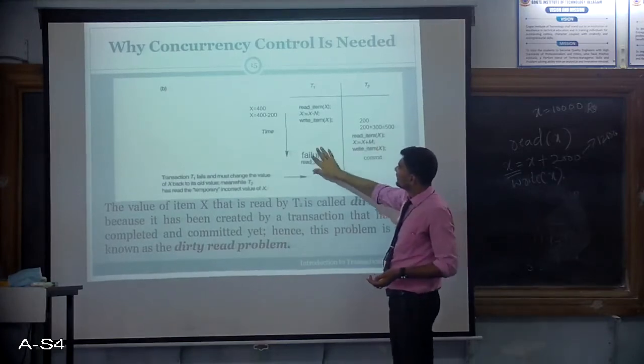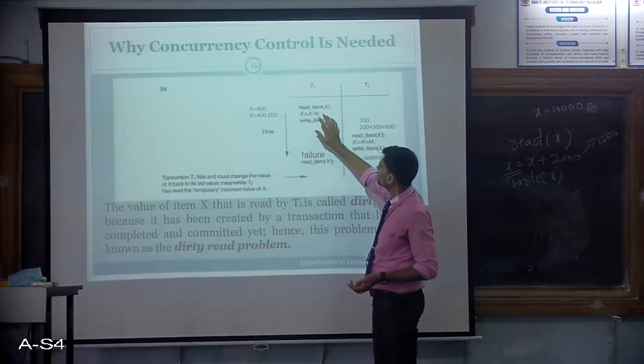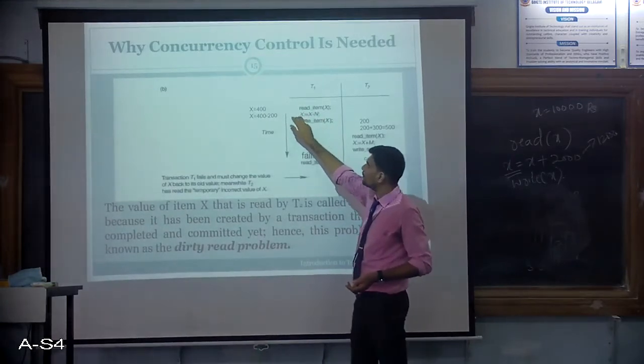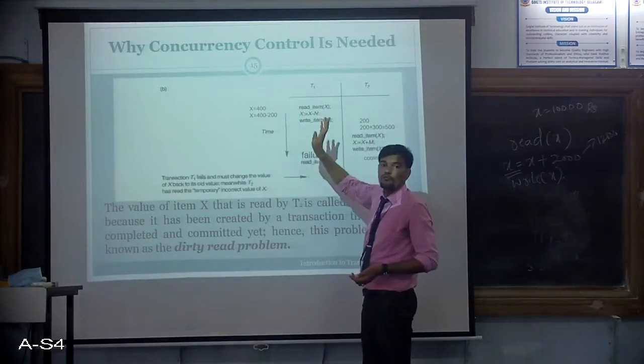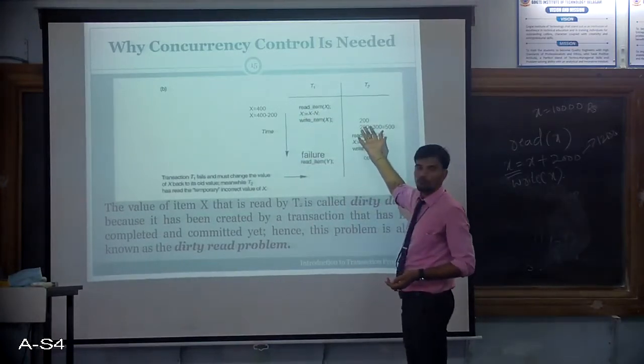Then here the failure has occurred. Now it is rolling back to its original value. What is the original value of X? 400. Now the transaction T2 has read value 200.